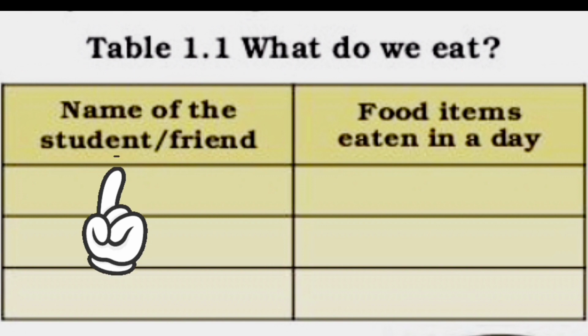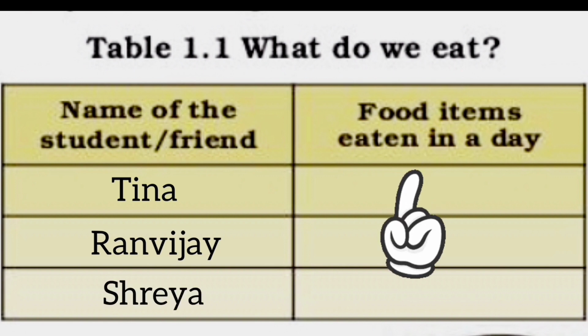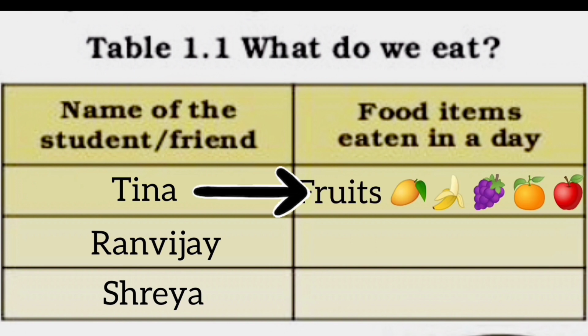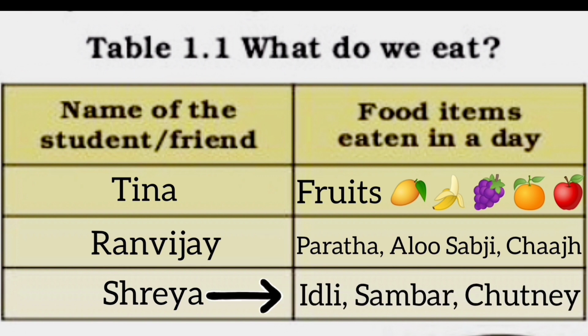Column 1. Name of the student or friend. Let us take 3 random names. Tina, Ranvijay, Shreya. Column 2. Food items eaten in a day. Let us take that Tina eats fruits in the breakfast, while Ranvijay eats paratha, aloo ki sabji and chaaj, and Shreya eats idli, sambar and chutney. In activity 1, we see that these 3 friends eat really different food from each other.